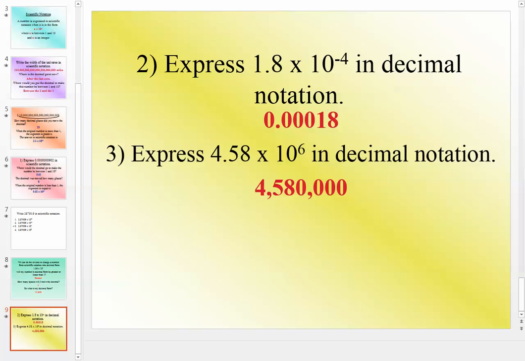And you can do the same thing with 4.58 times 10 to the 6th. Because it's a positive exponent, it means that my final number is going to be greater than 1, and I'm going to move my decimal to the right as I move out of scientific notation.